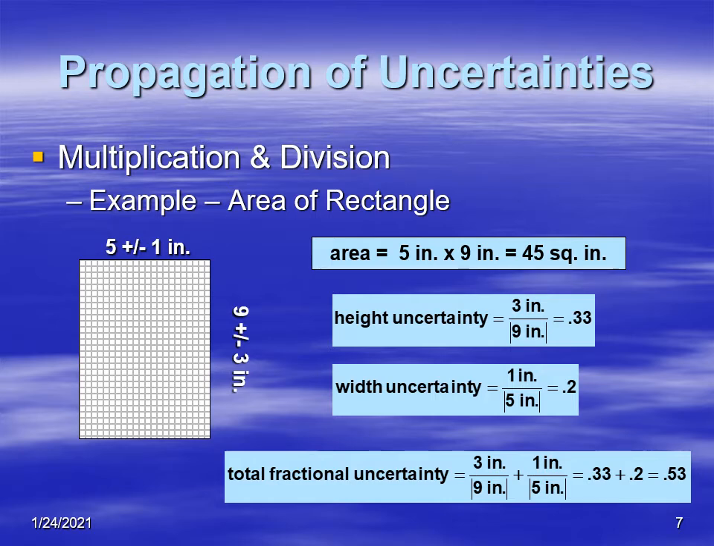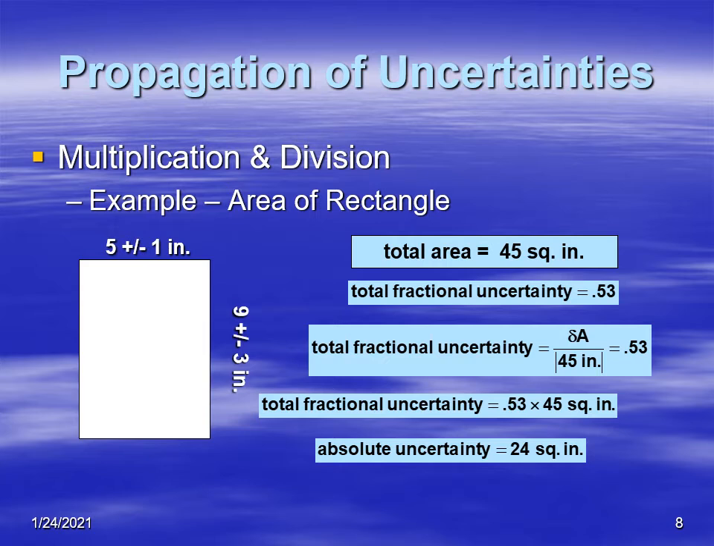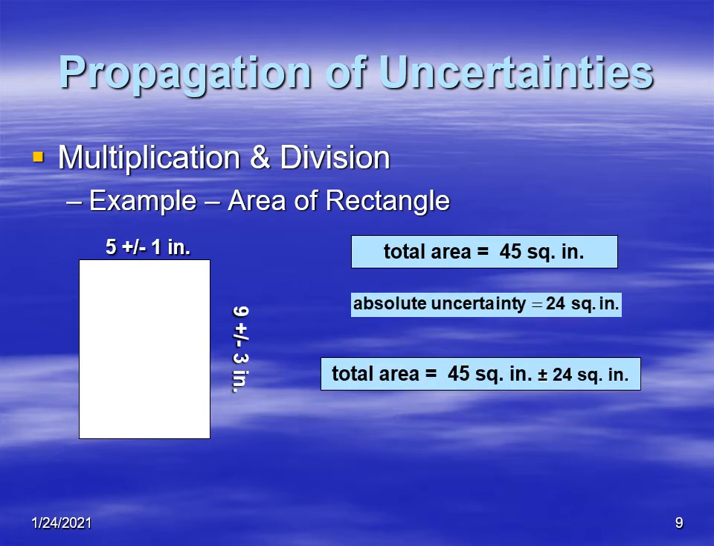Now that's your fractional uncertainty. To get the total uncertainty, you would have to multiply the fractional uncertainty by the total area. In other words, you have to multiply the percentage times the total area. We figured out the fractional uncertainty was 0.53 or 53%. So multiply that by 45 and that gives you 24 square inches. So your answer would be 45 square inches plus or minus 24 square inches. And that's what we see right there.